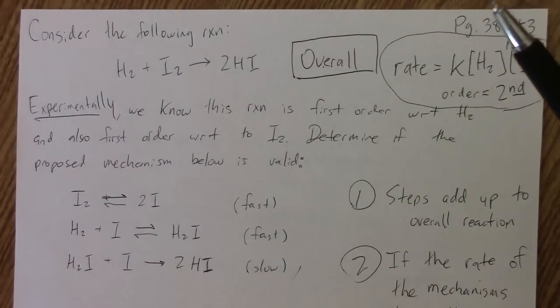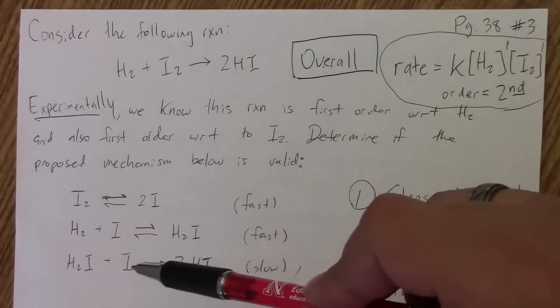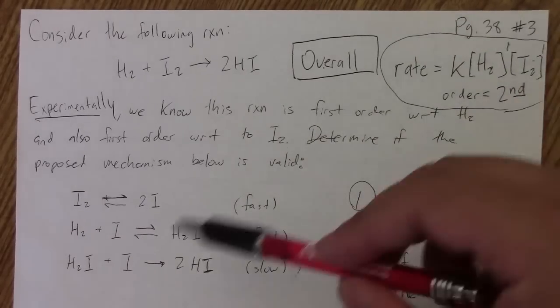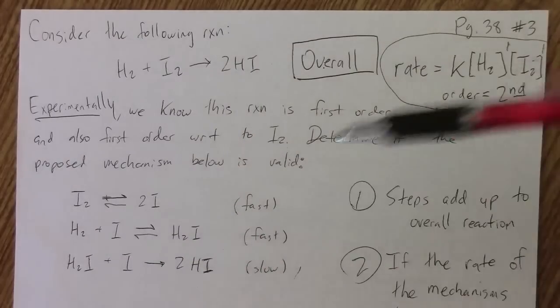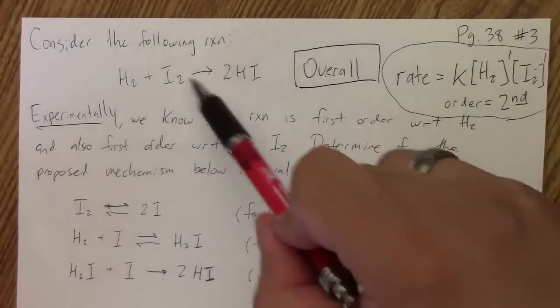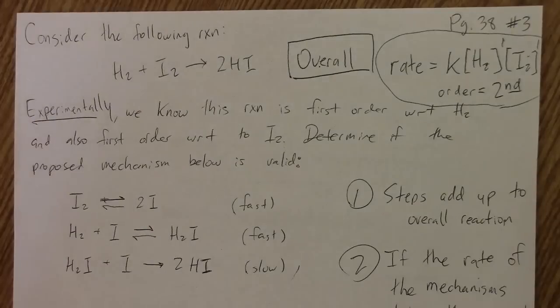So to sum that up, when we find the rate law for our mechanisms down here, it has to be in terms of H2 and I2. It can't be in terms of anything else over here except for H2 and I2, because those are our reactants for our overall reaction. We can't really compare them if they aren't talking about the same thing. So it'll become more clear what I mean by that as we go on.